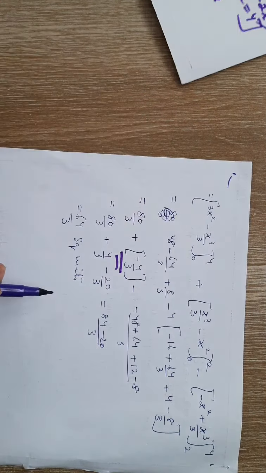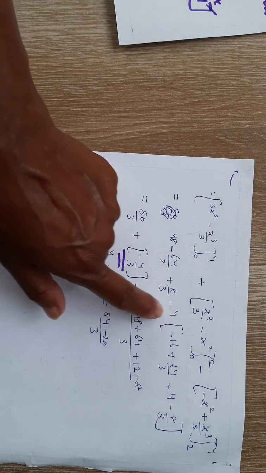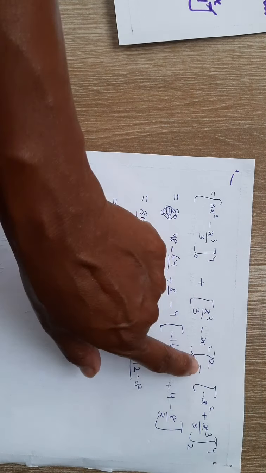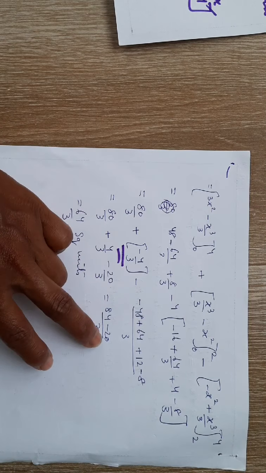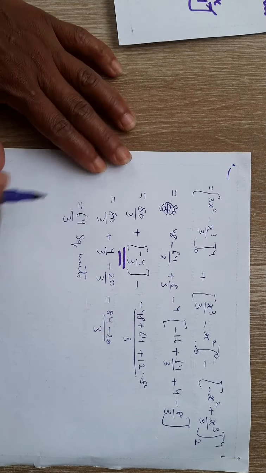Then minus of, that means minus of this area, and here this one also we'll get as a positive value. It will be 20 by 3, but since minus sign is there, since we have to subtract that extra region, it will be minus 20 by 3. It comes out to be 84 minus 20 by 3 equal to 64 by 3 square units. You can check from the notes also.